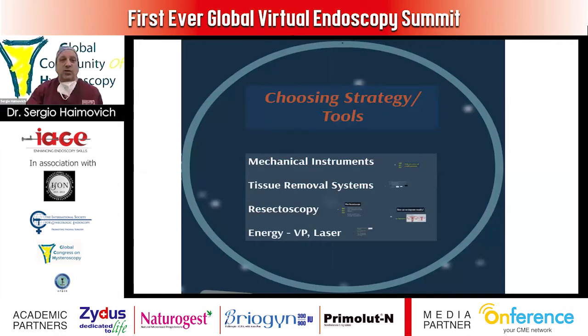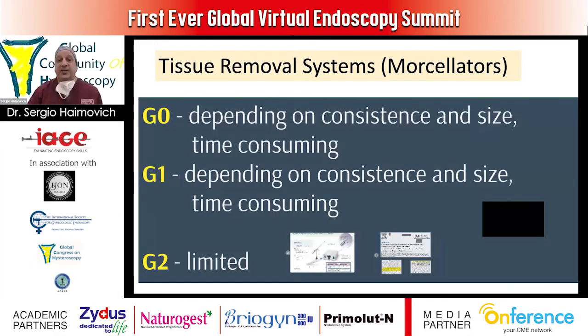Regarding tissue removal systems, the morcellators, depending on the consistency and the size, they're time consuming, because if the myoma is soft, you will remove it very quickly. But if the myoma is not so soft and it's big, it takes time. Of course, G1 also takes time if it's a big one. And most, we can say all, of the tissue removal systems have a limitation, which is the G2. G2 because it's very difficult for them to remove the endomural part of the myoma.